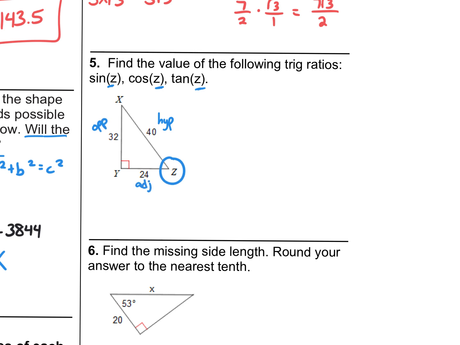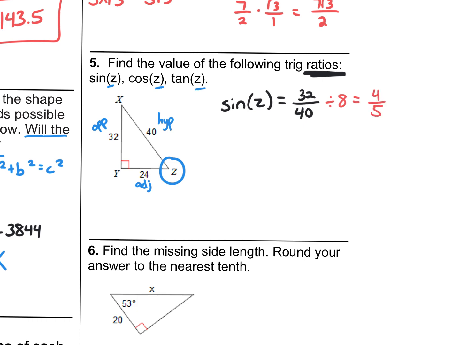What does this problem want you to do? Find the ratios. What does ratio mean? Fractions, like one number over another. So I'm going to start with sine. Sine of Z. Sine is opposite over hypotenuse, which is 32 over 40. Reduced by 8, I get 4 over 5.